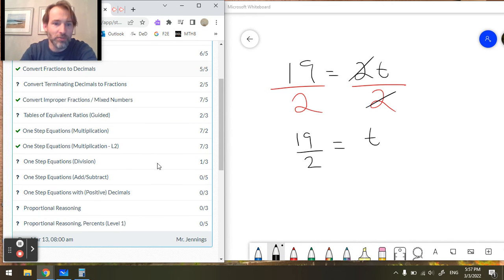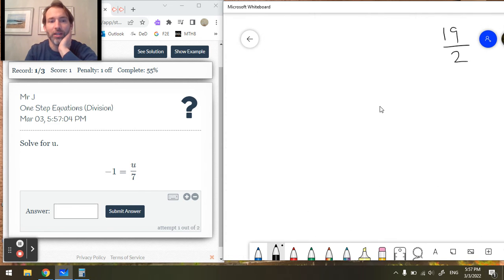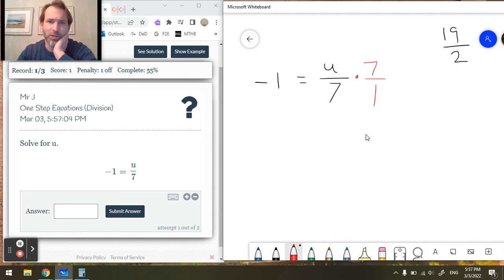One-step equations with division. All right, so here we have a variable, and it's hiding inside this equation, and it's being divided by some number. So let's go ahead and we'll try and find that number. -1 is equal to u over 7. I don't know what that number is divided by 7, so let's get rid of that division. The way we get rid of the division is by doing the opposite, which will be to multiply by 7. I'll write that as 7 over 1 just for fun, but really it's just multiply by 7.